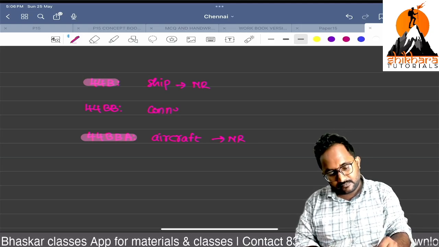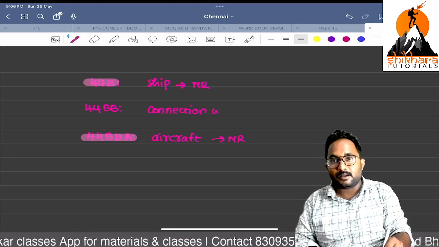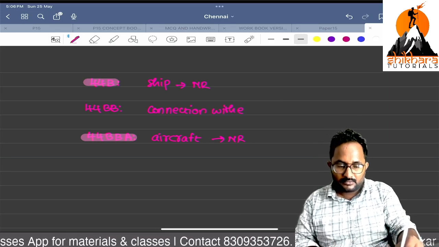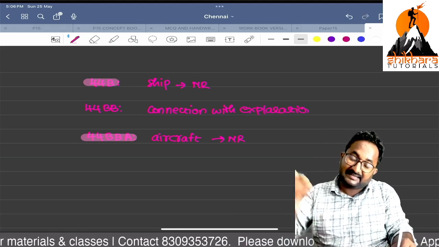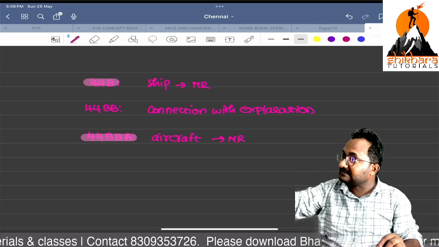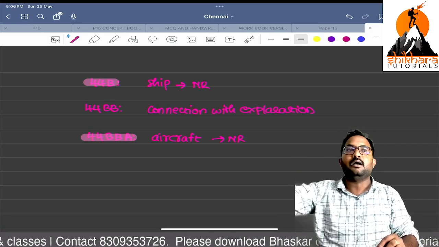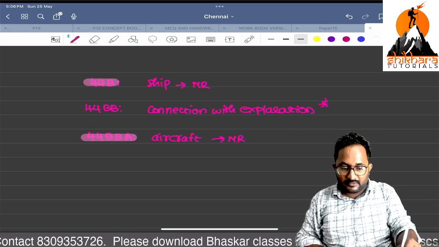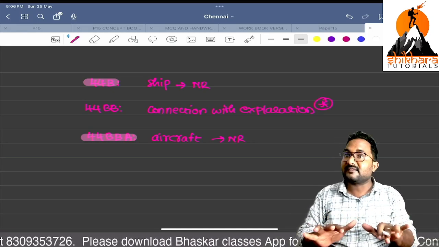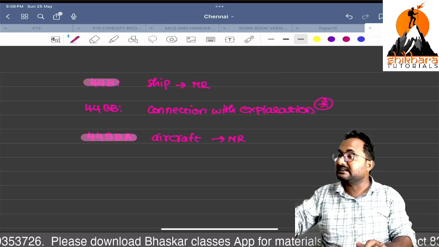In connection with the exploration. Many students think this is nothing but a non-resident engaged in an exploration business. No. The non-resident is supplying services to those who are engaged in exploration. Can you tell me it is a special point? Why? We can declare lower than the presumptive income also, but that facility is not available in what?